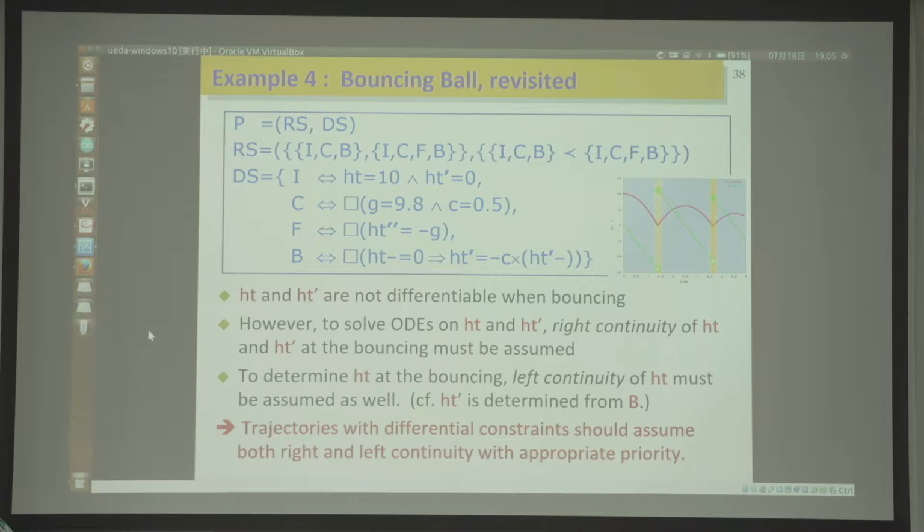Anyway, this is the x-axis here, its center. And the red line is the trajectory of H(t), the height. And the green lines are the values of H'(t), which is the velocity. So you know that at the bouncing time, both H(t) and H'(t) are not differentiable. But H(t) is continuous and H'(t) is not continuous. So at this point, the value of H'(t) jumps.